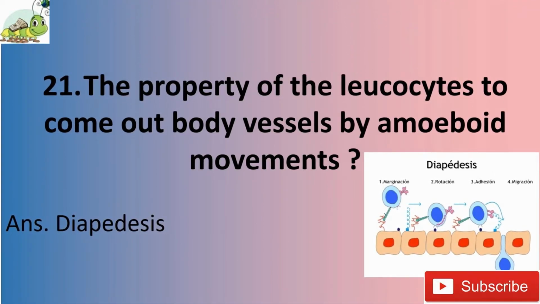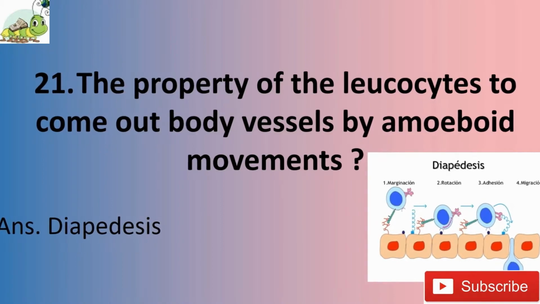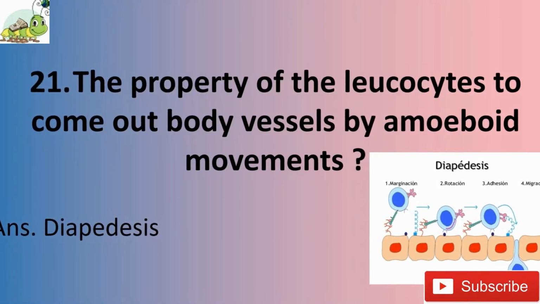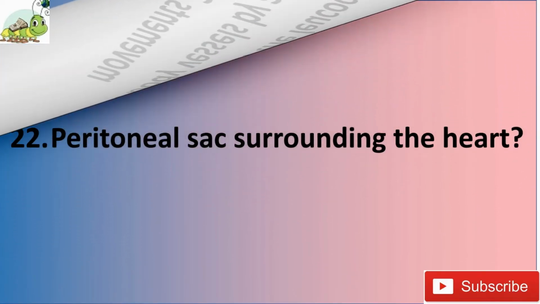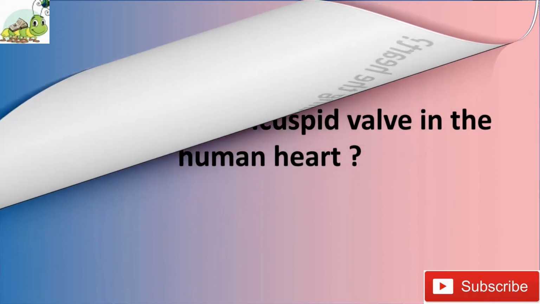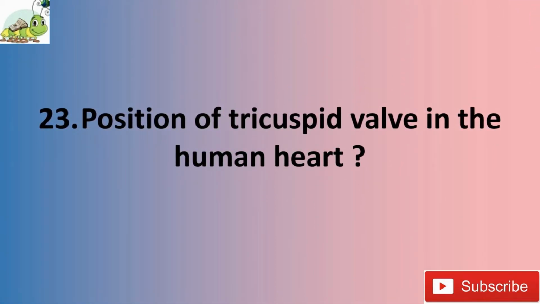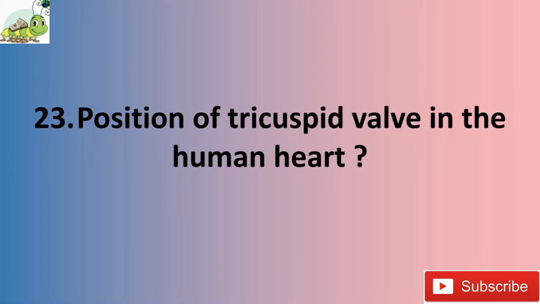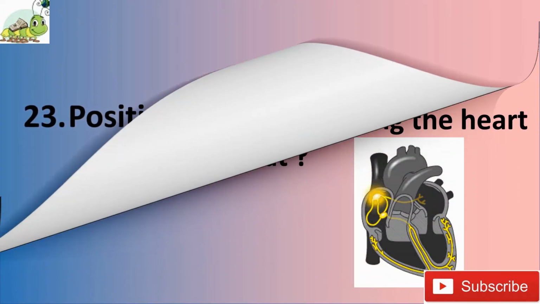Point number 21. The property of the leukocytes to come out of blood vessels by amoeboid movements, that is diapedesis. Point number 22. Peritoneal sac surrounding the heart, that is called the pericardium. Point number 23. Position of tricuspid valve in the human heart, where? Between the right auricle and right ventricle.